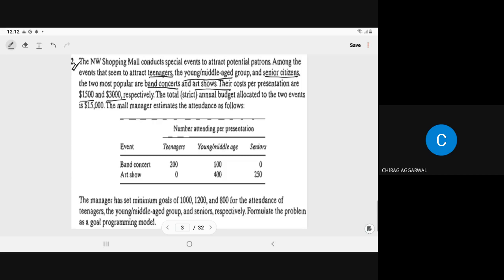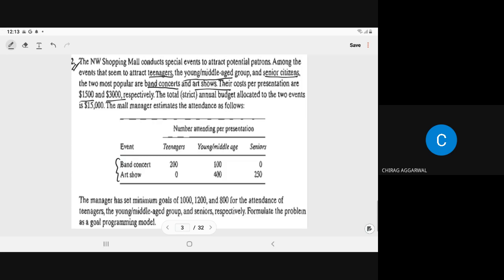The mall manager estimates the attendance as follows. If you conduct one band concert, it is estimated that around 200 teenagers and 100 young middle aged people will be attracted, and there is no attraction among senior citizens. Similarly, if there is one art show, there is no attraction among teenagers. Around 400 young middle aged people and around 250 senior citizens will be attracted.